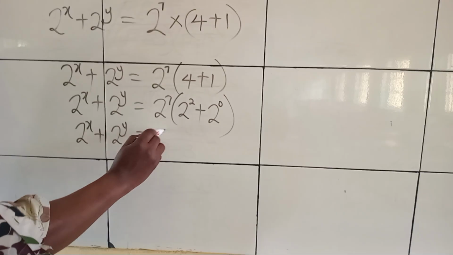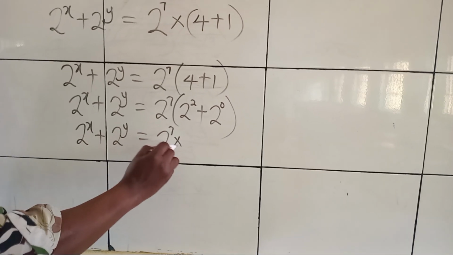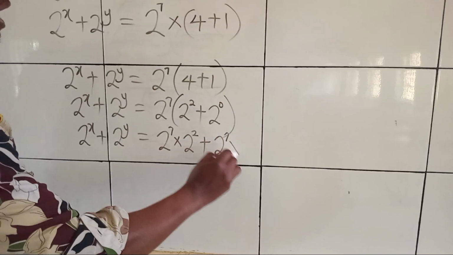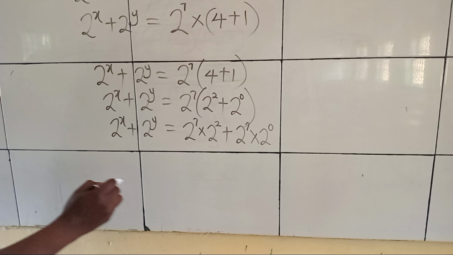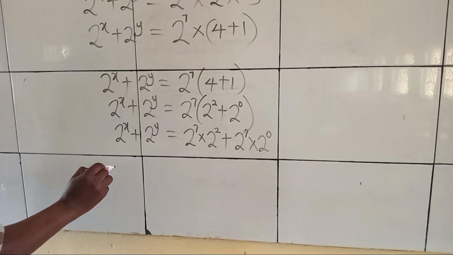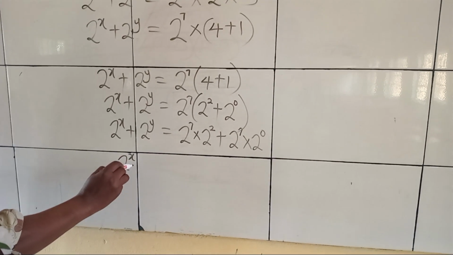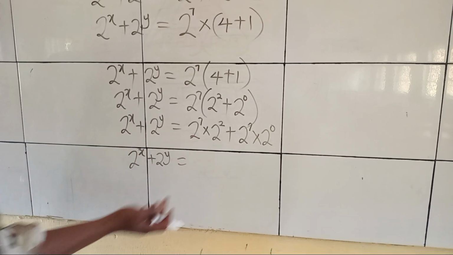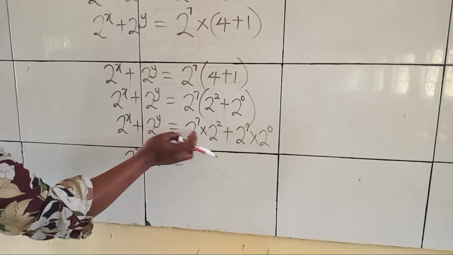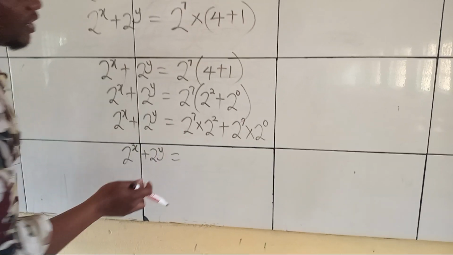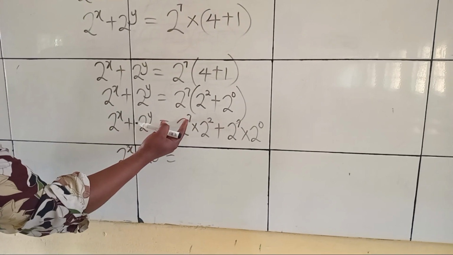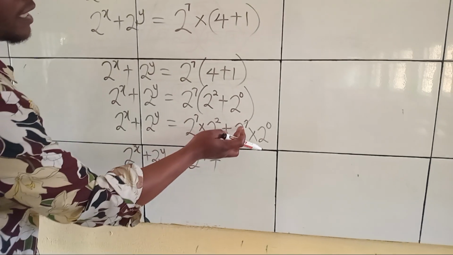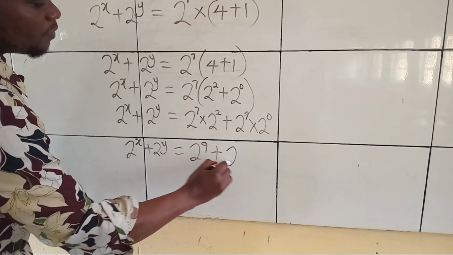So this becomes 2 raised to the power of 7 times 2 raised to the power of 2 plus 2 raised to the power of 7 times 2 raised to the power of 0. So we can now have 2 raised to the power of x plus 2 raised to the power of y will give us, now we can apply the first law that says when the bases are equal and there's multiplication between them, you add up the powers. So when you add 7 plus 2, it will give us 9. So we have 2 raised to the power of 9 plus, then 7 plus 0 will give us 7, so 2 raised to the power of 7.